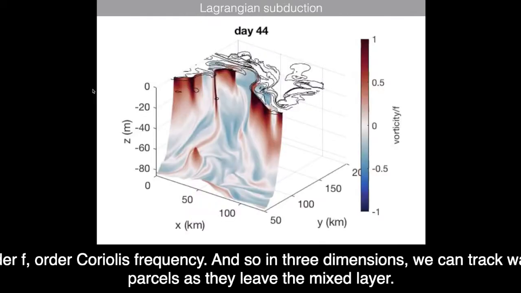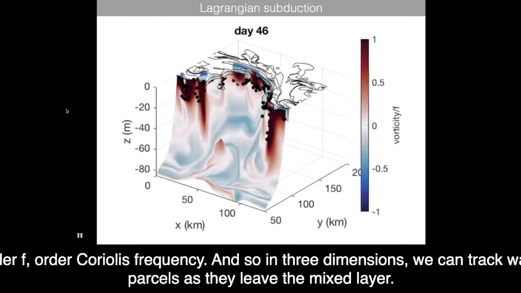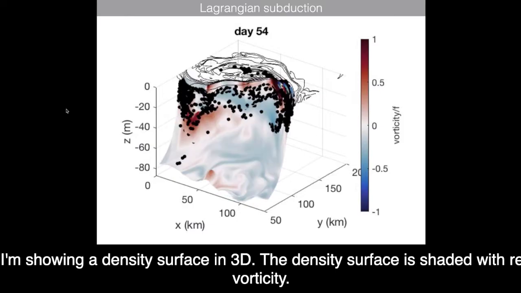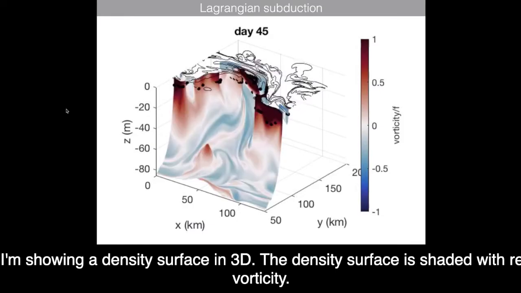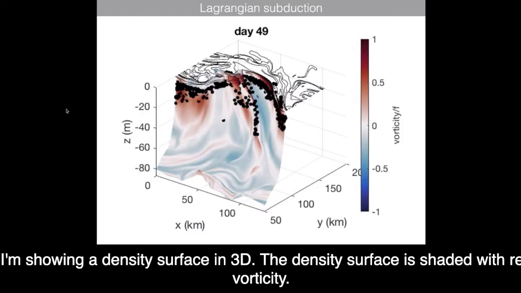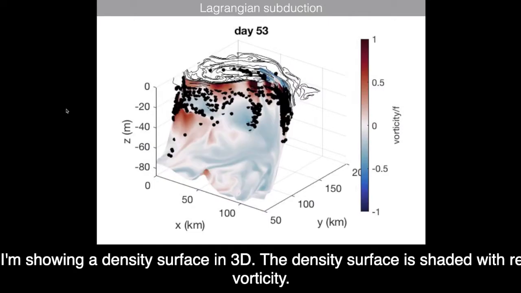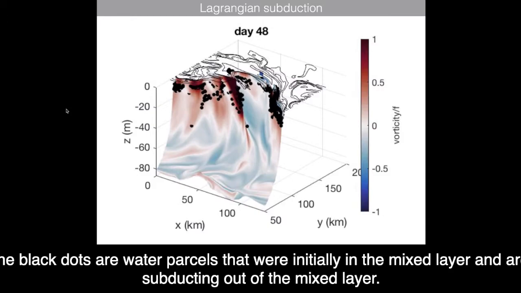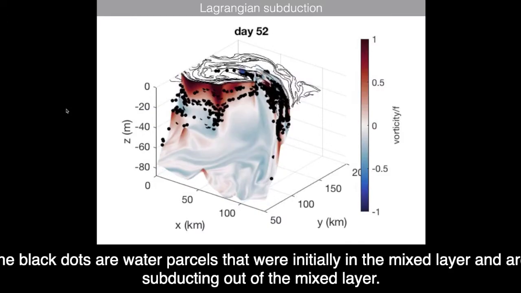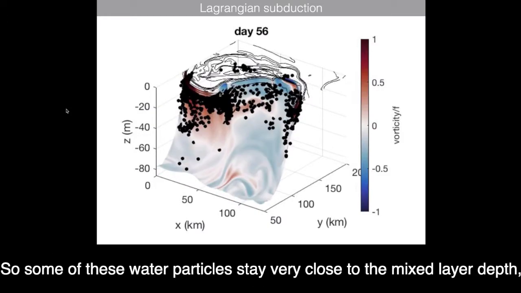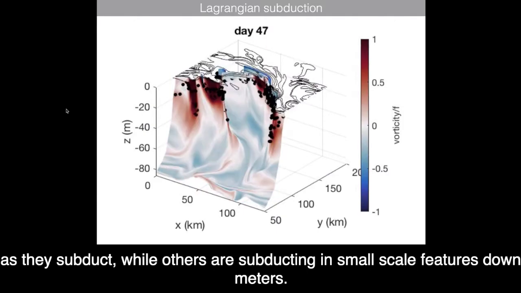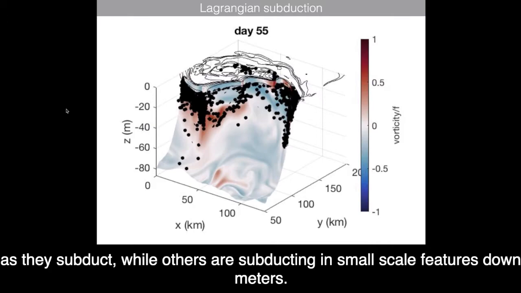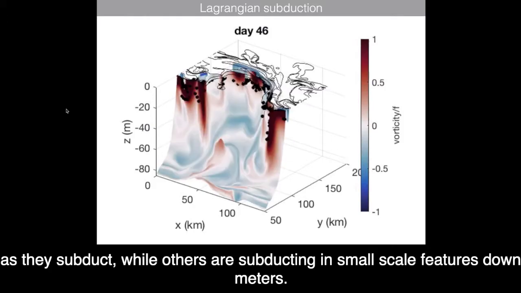And so in 3 dimensions, we can track water parcels as they leave the mixed layer. And so here I'm showing a density surface in 3D. The density surface is shaded with relative vorticity. And the black dots are water parcels that were initially in the mixed layer and are now subducting out of the mixed layer. So some of these water parcels stay very close to the mixed layer depth even as they subduct, while others are subducting in small scale features down to 80 meters.